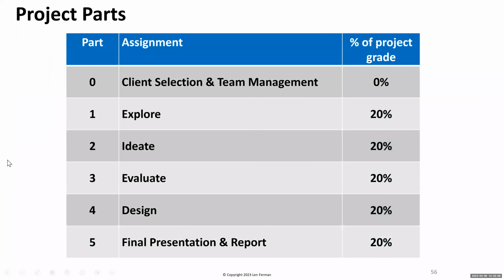The actual project itself has 6 parts. Parts 1, 2, 3, 4, and 5 are graded. Part 0, I call it 0 because it's part of the setup process, where we're putting the teams together and getting some of the housekeeping done. Then the project takes off.